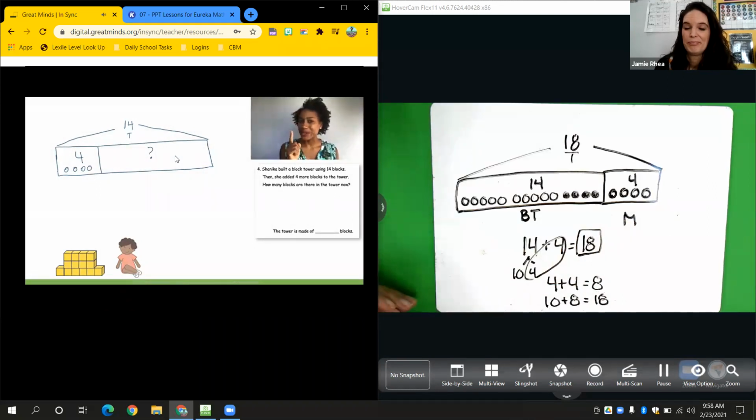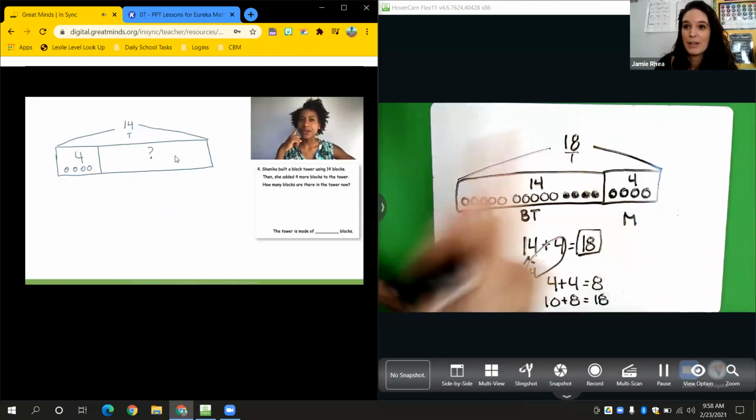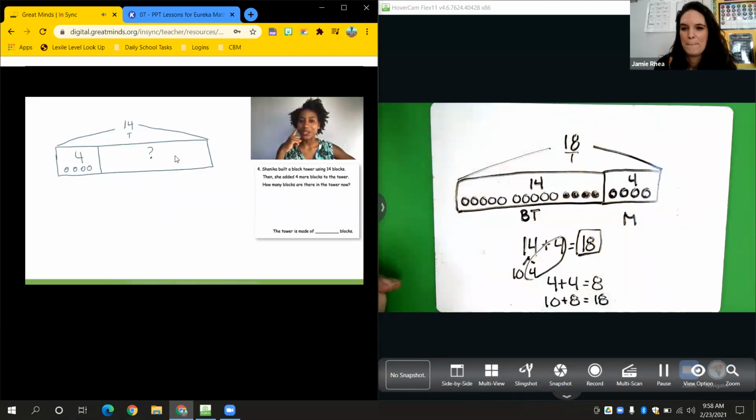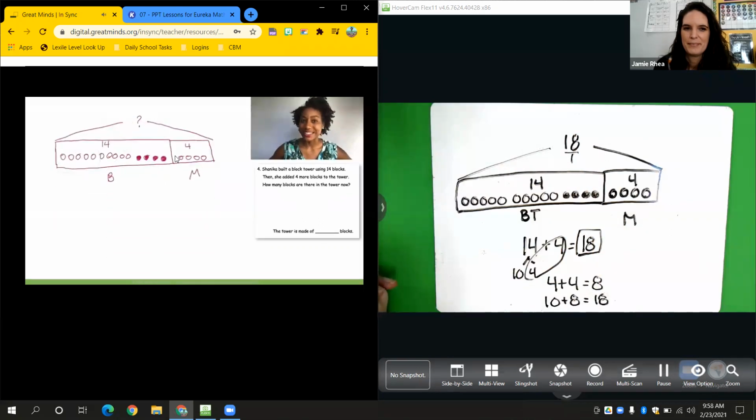Let's keep reading. How many blocks are there in the tower now? What are they trying to figure out, mathematicians? We're trying to figure out our total. If I had 14 and I added some more to it, 14 can't be my total. We are trying to find the total. Oh, so this student made a mistake that 14 was the total number of blocks. Let's take a look at the other student to see what they did.